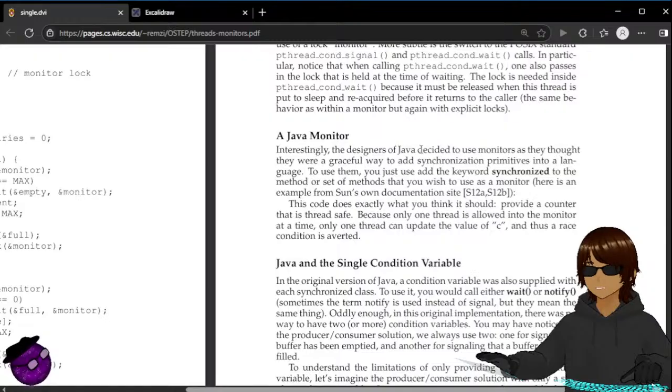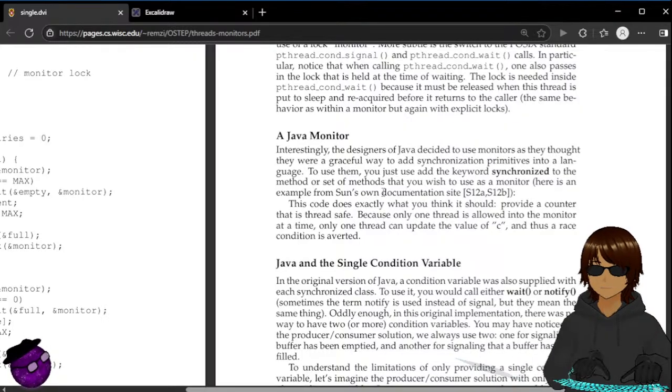Interestingly, the designers of Java decided to use monitors as they thought they were a graceful way to add synchronization primitives into the language. To use them, you just add the keyword synchronized to the method or methods that you wish to use as a monitor. This code does exactly what you think it should, provide a counter that is thread safe.